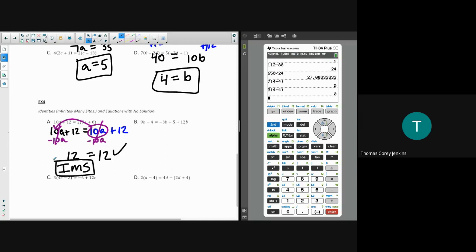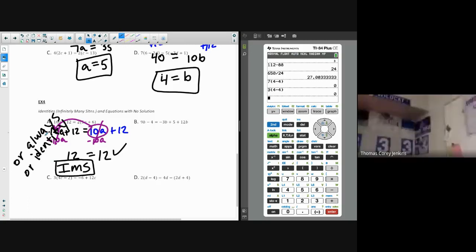Or on MathXL, it might say always true or identity. So there's lots of ways you can say that. Okay, so I like IMS for infinitely many solutions, but MathXL might be looking for one of these two. All right, so just to recap, IMS, or always true, has the exact same coefficient and the exact same constant when simplified.